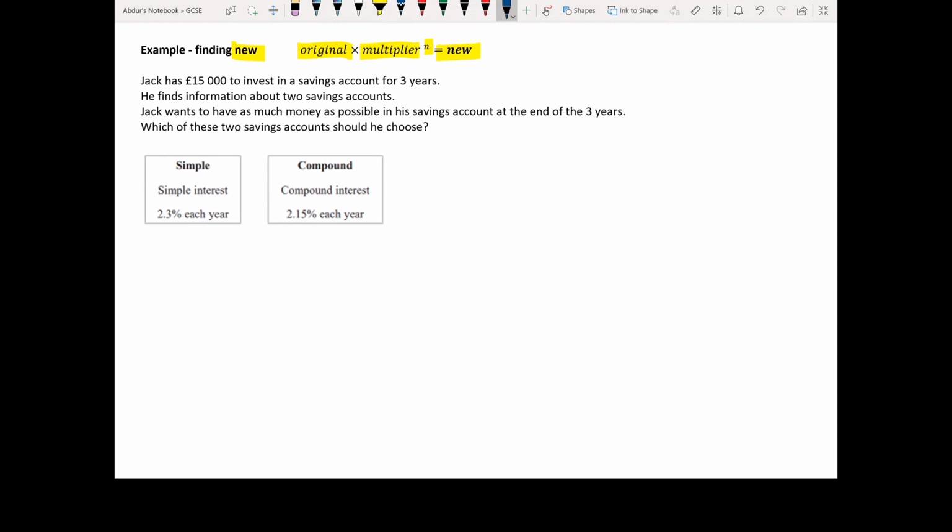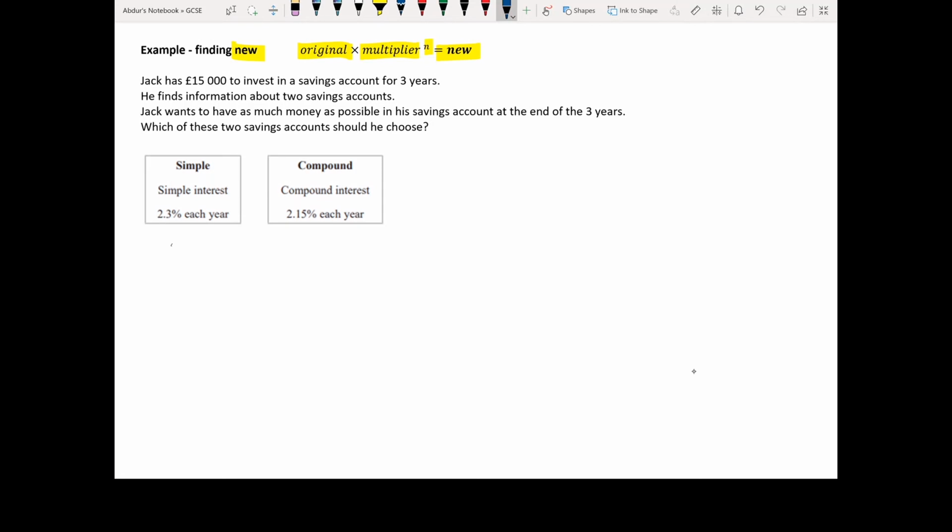In this question, it reads, Jack has £15,000 to invest in a savings account for 3 years. He finds information about 2 savings accounts, and Jack wants to have as much money as possible in his savings account at the end of the 3 years. Which of the 2 savings accounts should he choose?